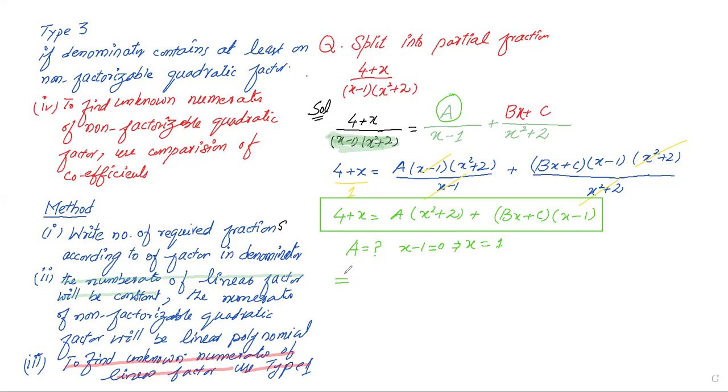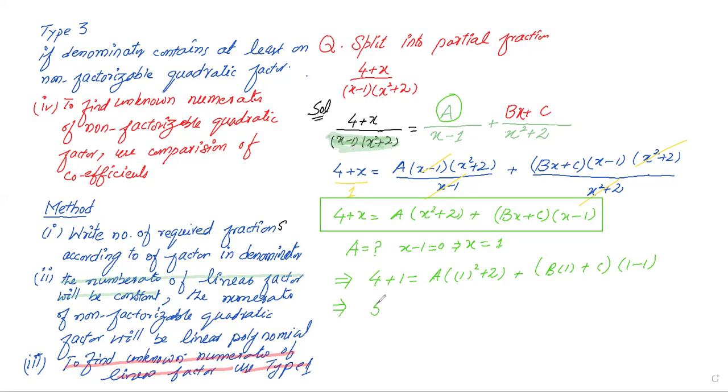So you have to put the value of x equal to 1. What will you get in the above rectangle's equation? So 4 plus 1 is equal to a times 1 squared plus 2. Then you have plus b times 1 plus c into 1 minus 1. After doing some practice, you can skip this step and solve directly. But up to now, you have to solve this step so that you can understand what is happening.